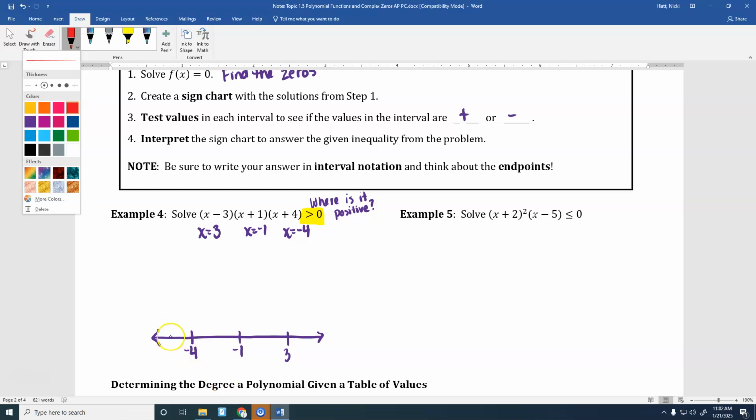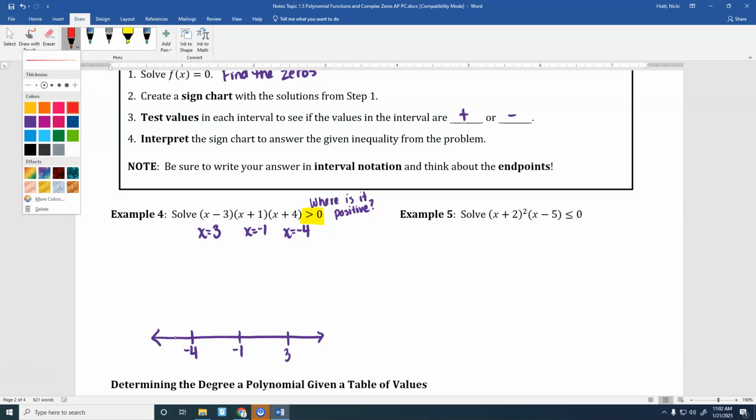I'm going to test some point lower than negative 4. It could be anything lower than negative 4. It does not matter which number you pick. You could pick negative 5. You could also pick negative 10. You could pick negative 1 million. You could pick negative 4.743. Pick whatever seems easiest to you. Negative 5 seems like an easy number to use here.